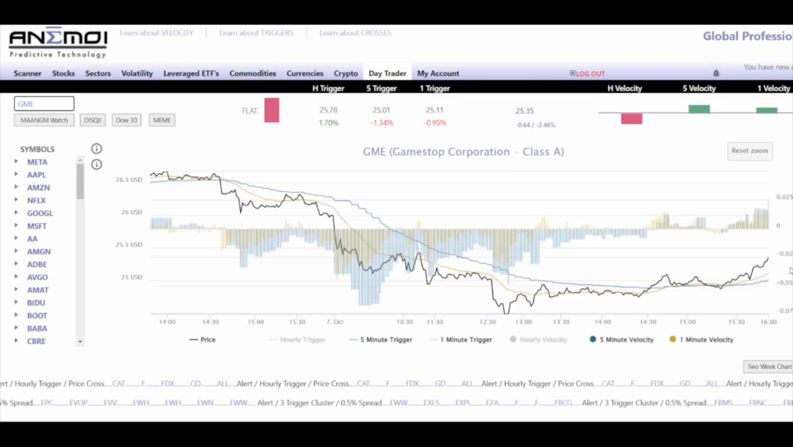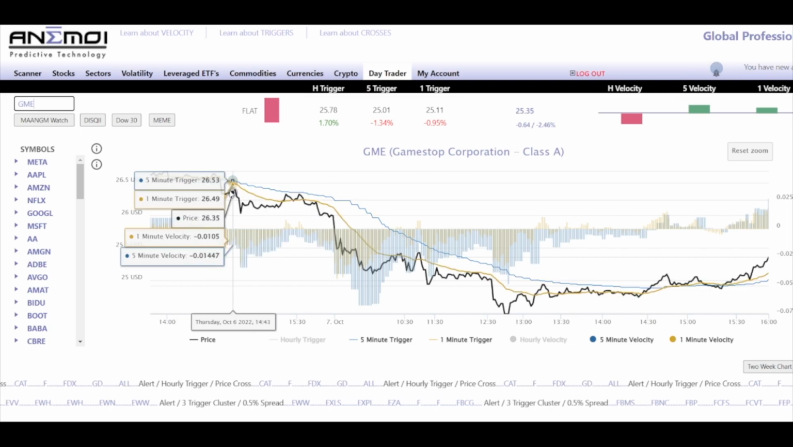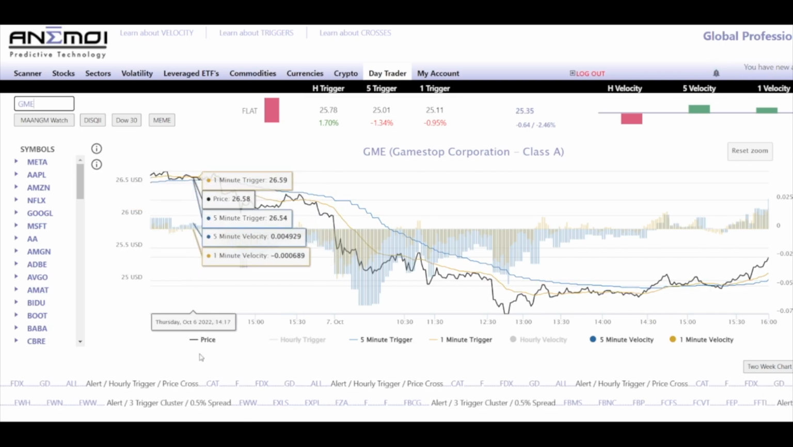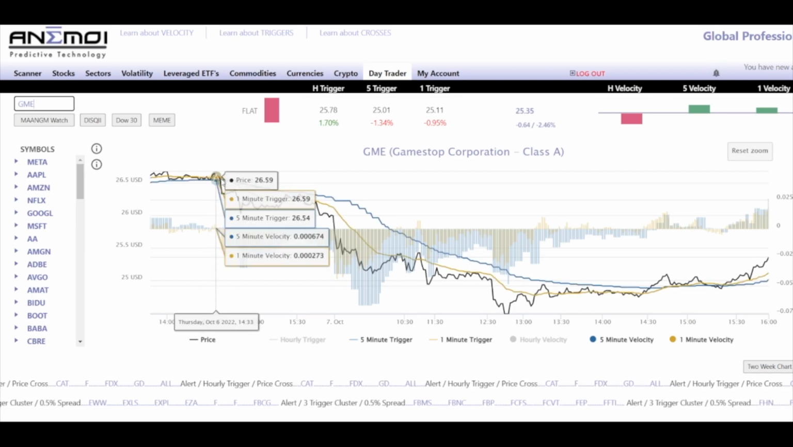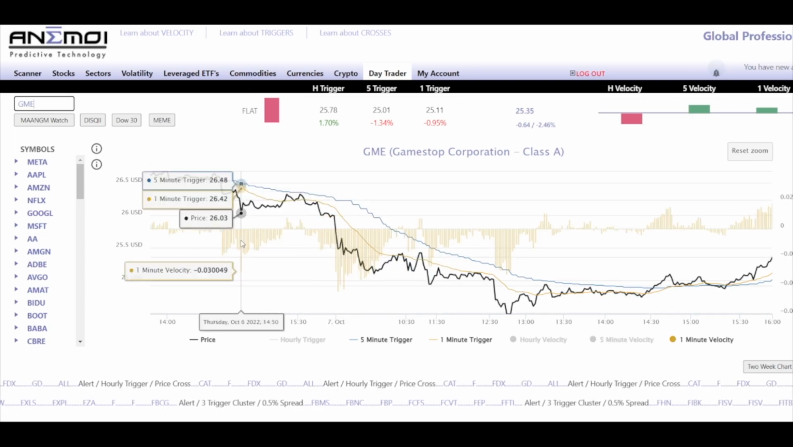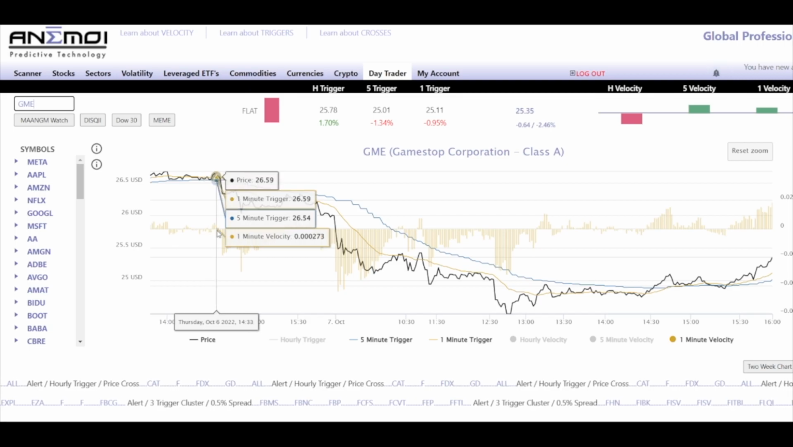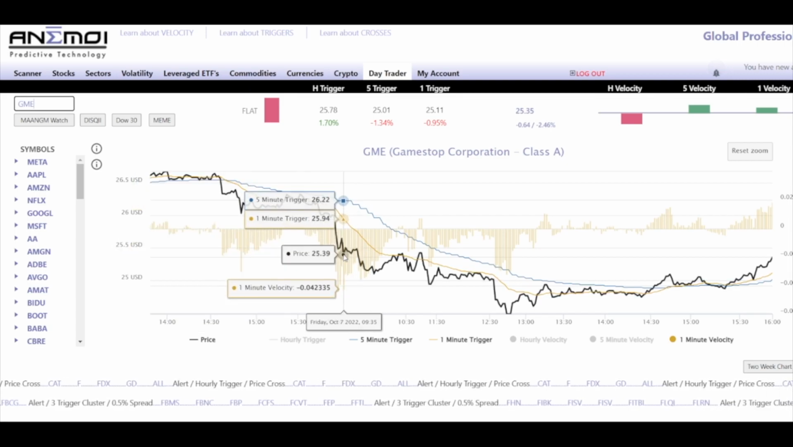So for example, if we zoom in right here, you can see the 1 minute trigger cross down below the 5 minute trigger. And what that tells us is that a sell program has just been turned on the stock. That's Nimoy's way of telling us that a sell program turned on and the stock's about to start selling. And in order to track the strength of the sell program, that's what the velocity is for, and vice versa for a buy program. So here's how this works.